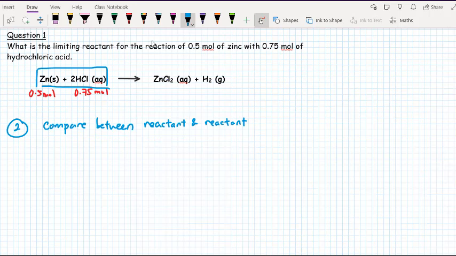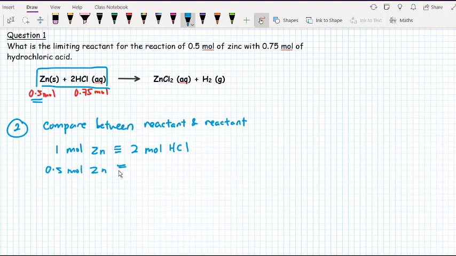Next is the second method, to compare between reactant and reactant. That means we are comparing zinc with hydrochloric acid. From the balanced equation, 1 mole of zinc needs to react with 2 moles of hydrochloric acid. If you put zinc on the left hand side, then we start with the zinc. Using the mole provided in the question, 0.5 mole of zinc will react with how many moles of HCl? Here we do cross multiplication: 2 times 0.5 mole of HCl. Therefore, if we completely use up the zinc, we require 1 mole of hydrochloric acid.